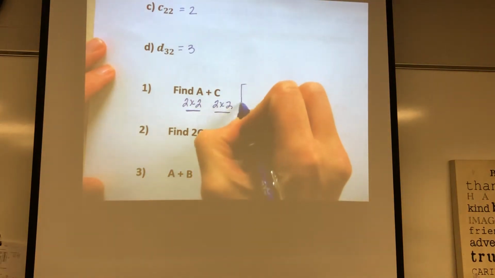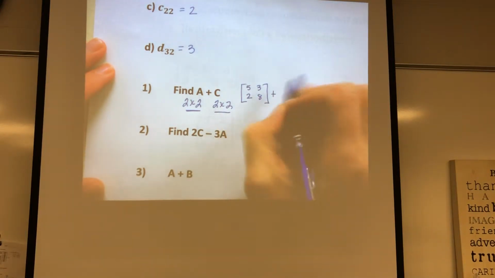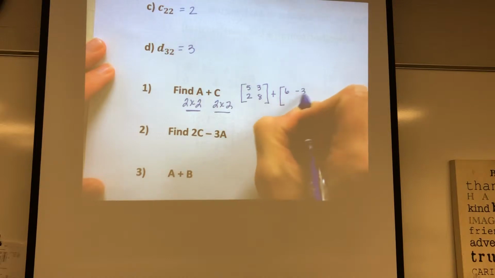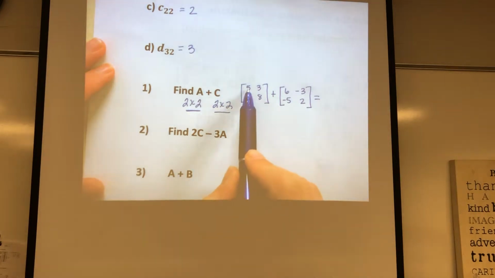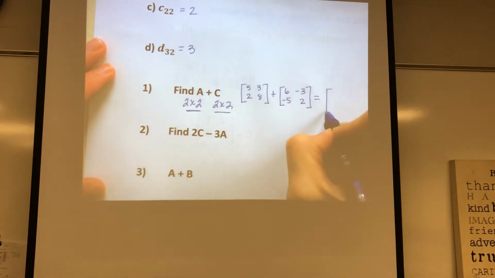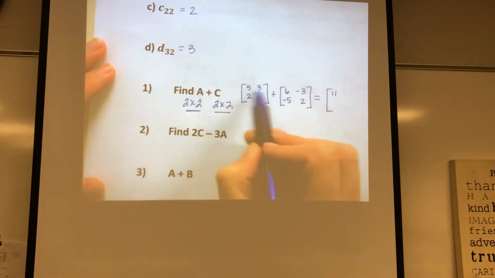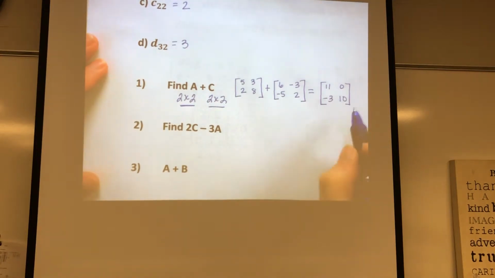Okay, so we're going to take A, and I'm going to just rewrite it here so that we can see these numbers, plus C. And what we'll do is we will add corresponding elements. So we will add row 1, column 1 to row 1, column 1. So 5 plus 6 gives us 11. Then row 1, column 2 to row 1, column 2. 3 plus -3 is 0. 2 plus -5 is -3, and 8 plus 2 gives us 10. So 11, 0, -3, 10, and you'll notice that our final answer has the same dimensions as the beginning.